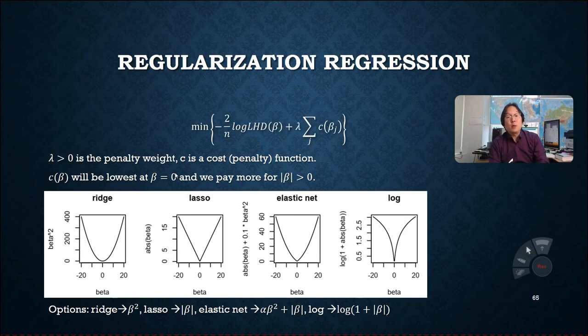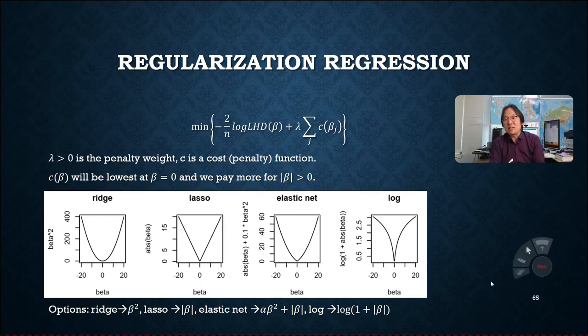...is a penalty weight, and C is a cost function. The C should be designed in such a way that it is minimum when beta is zero. Unless it's a very extreme case or a very important one, just keep beta as zero. This is the approach, so that the cost will be zero when beta is zero.